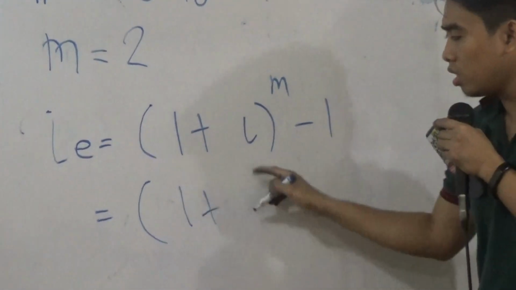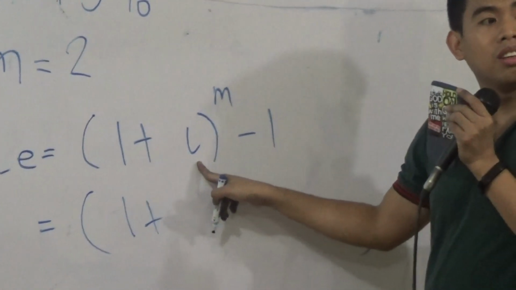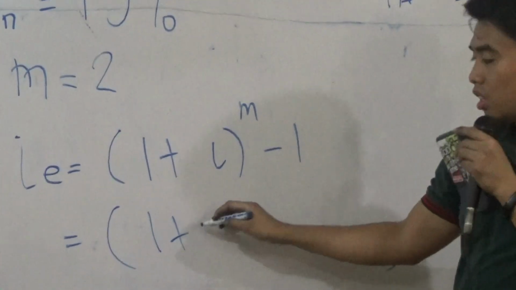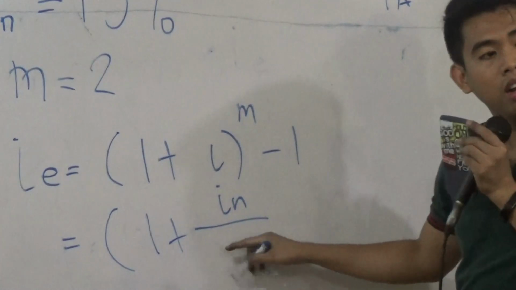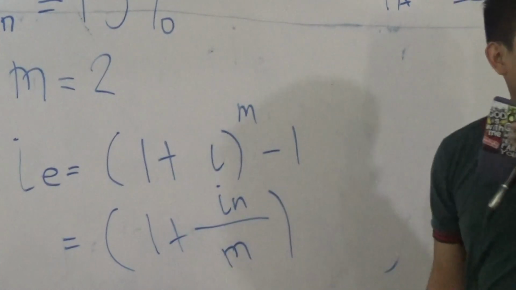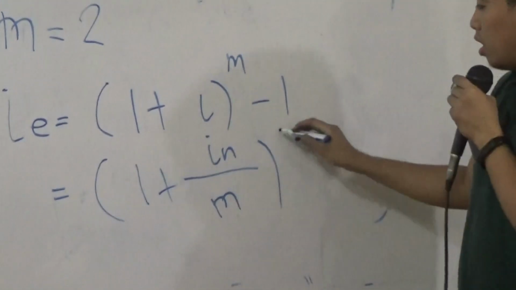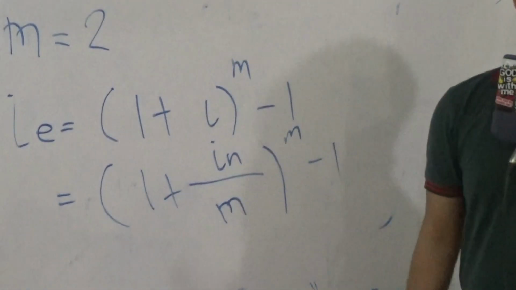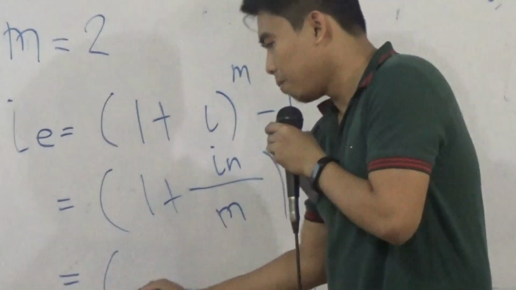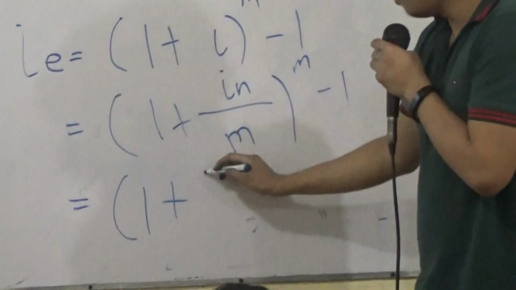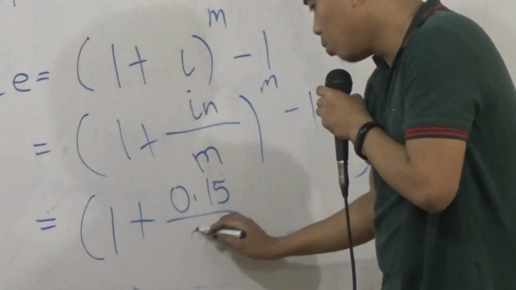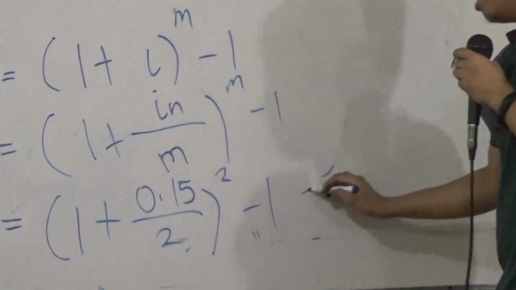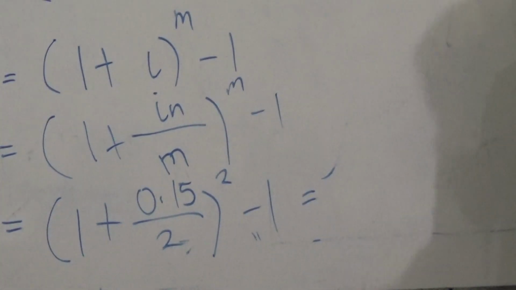So 1 plus, what is I? That is nominal over M. Di ba yun yung formula natin na I? Nominal over M, raised to M minus 1. So direct sum na. Very easy item. So 1 plus 0.15 over 2 raised to 2 minus 1. This is the effective interest.